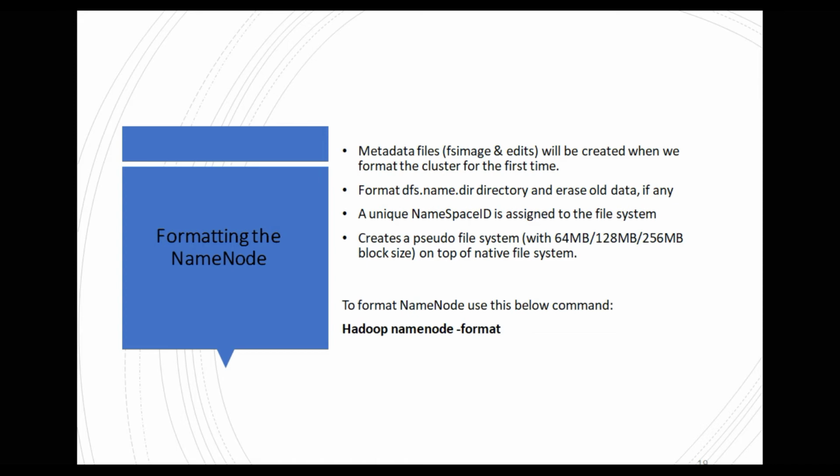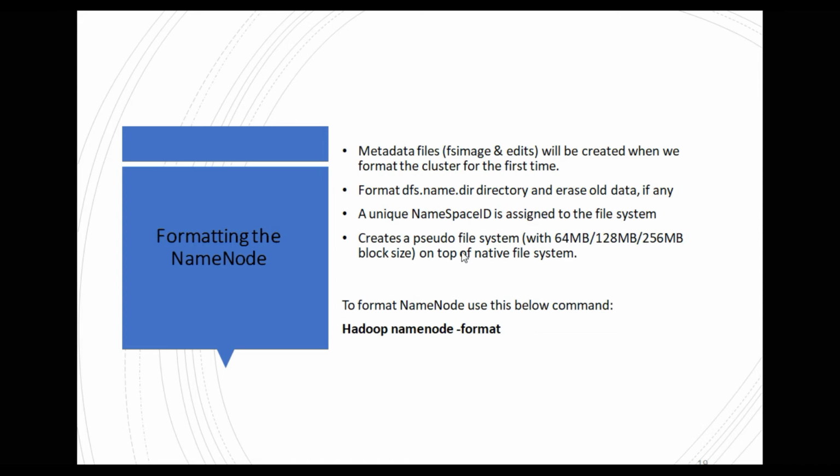After you build the cluster, the first one-time activity is that you will need to format the name node. That is a one-time activity for the cluster. If you format the cluster, two files will be created. These file names are called metadata files, and the file names are fsimage and edits.